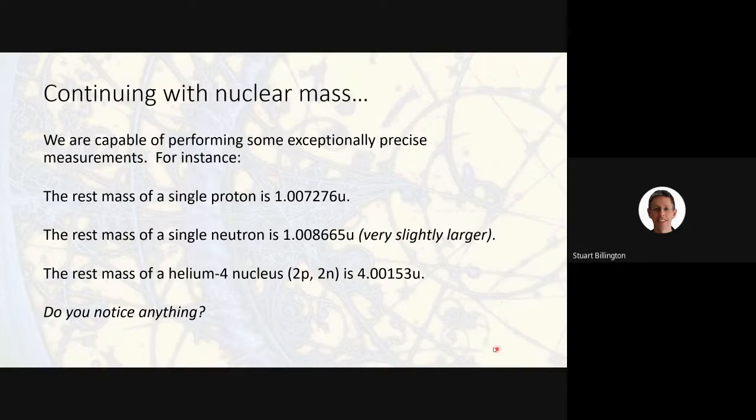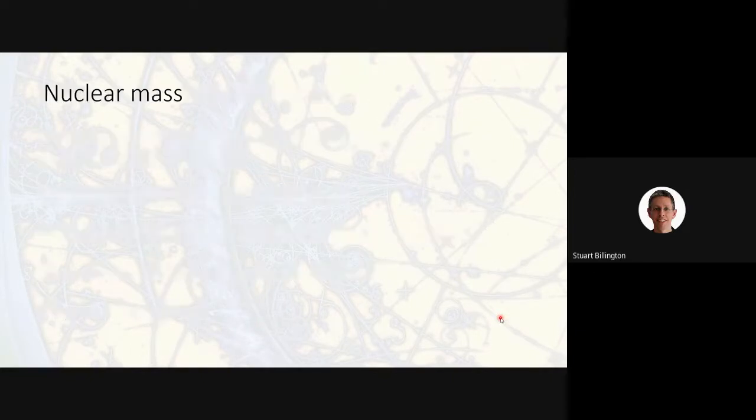Okay, so that's your 60 seconds. Anybody want to unmute themselves and tell me what they noticed? When you use the values together, when you double it and add them together, it's larger than the 4.00153 U. Perfect, well done. So I think that was Josh, as he just said.